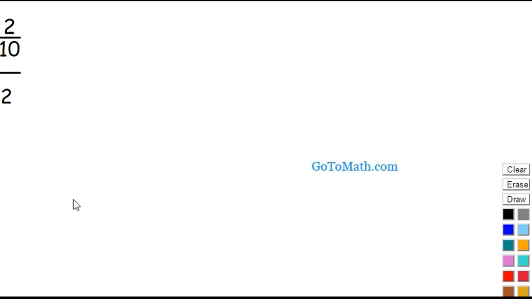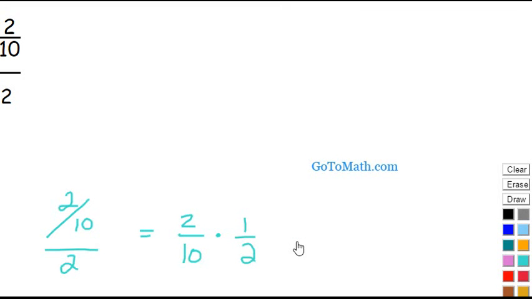So we have 2/10. What color are we going to use? Light blue? I don't know. We've got 2/10 over 2. Okay, 2/10 over 2. And we can actually rewrite this now as 2/10 times. Now we wouldn't write 2 here, but we write its reciprocal, which happens to be 1/2.